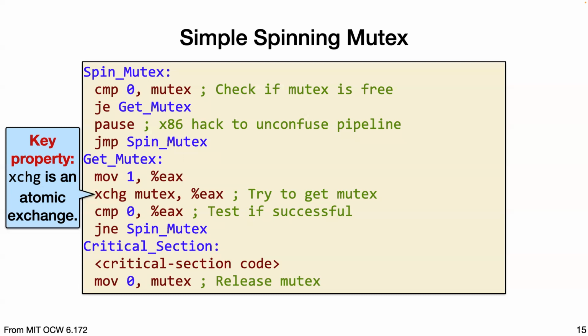Okay, so that is the most simple mutex that you can implement, which is spinning. Oh, and the most important thing here was that exchange is atomic. So you either succeed or fail, but there's no intermediate state for exchange.